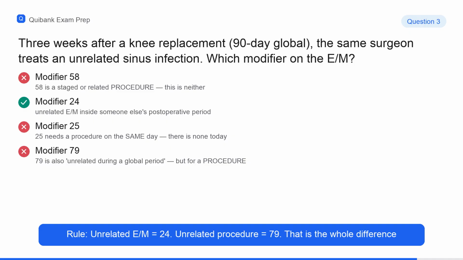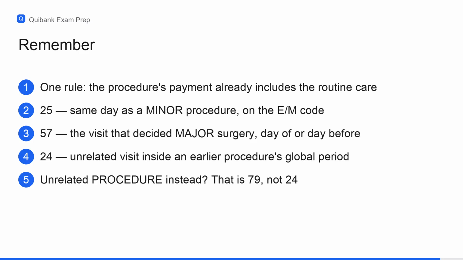Unrelated procedure is 79. Quick recap. 1 rule. A procedure's payment already includes the routine care around it for 0, 10, or 90 days. 25, same day as a minor procedure, and it goes on the evaluation and management code. 57, the visit that decided major surgery, day of or day before. 24, an unrelated visit inside someone else's postoperative period. And if it is a procedure rather than a visit, you are looking at 79, not 24.